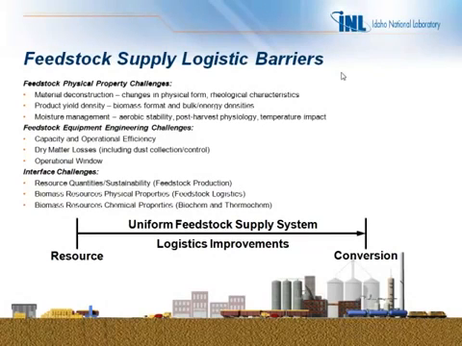Some of the supply system logistic challenges, there's several up here. We have challenges with physical properties. This includes material deconstruction, which changes the physical format and rheological characteristics of the biomass. Challenges with bulk densities and also with moisture management, which reduces degradation of material. We have issues with supply system equipment, with capacities, operational efficiencies, dry matter losses, and operational window. And then there's also challenges with interfacing with the production and conversion systems.